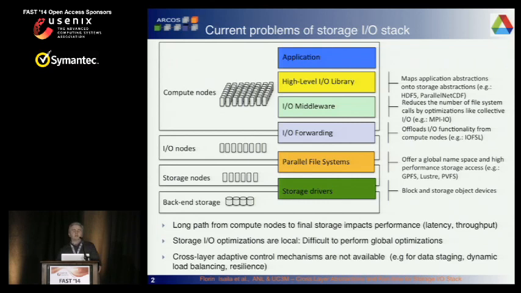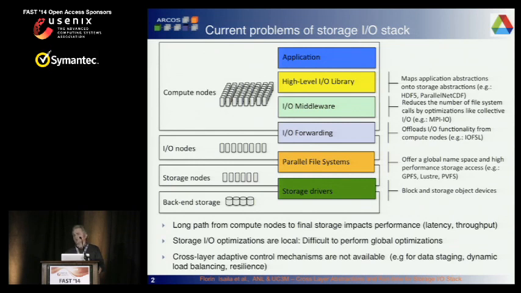Our work is motivated by some current problems in the storage input-output stack of high-end computing systems. My speaker from before has already introduced the stack. You can see in the figure that the applications, high-level I/O library, and input-output middlewares, such as MPI/IO, run on compute nodes. Then file system calls are typically forwarded through input-output forwarding infrastructure to input-output nodes, which mount the file systems which run on storage nodes.